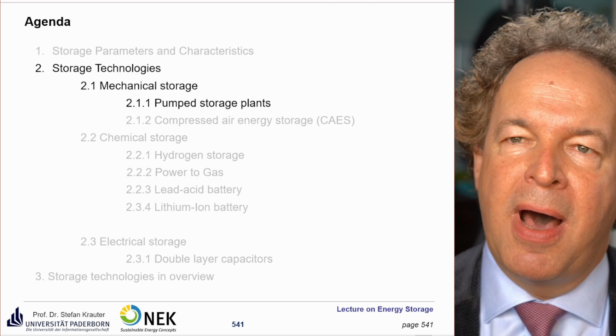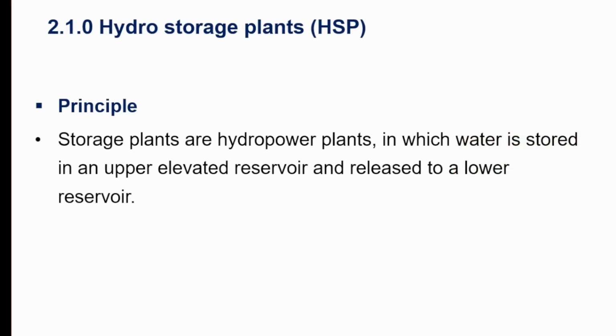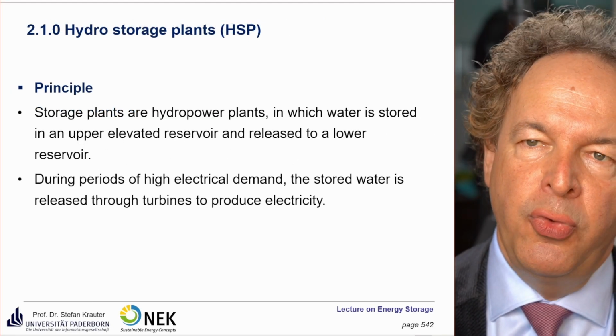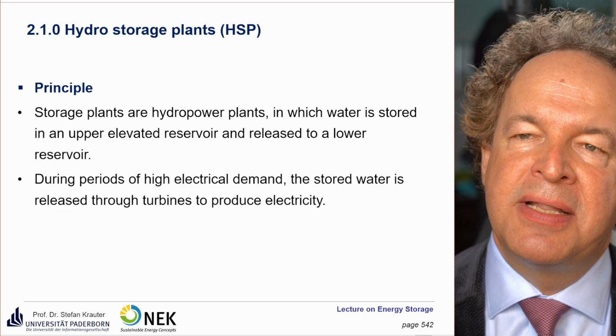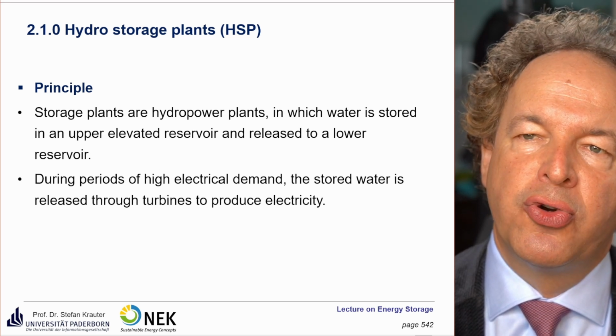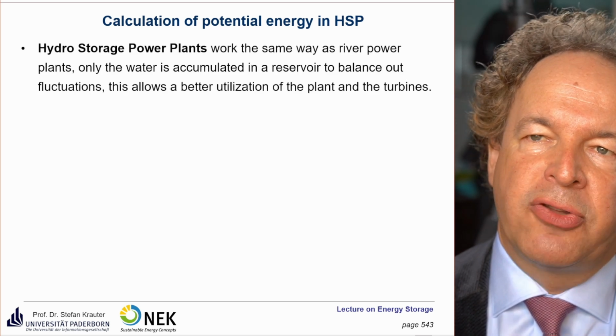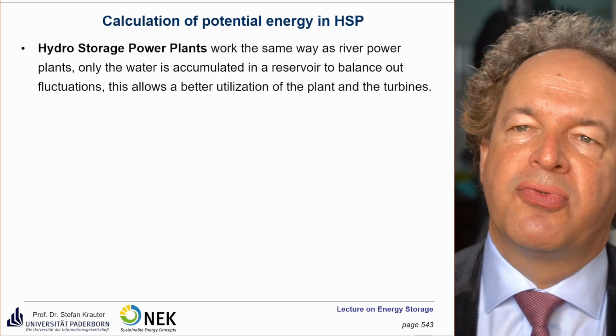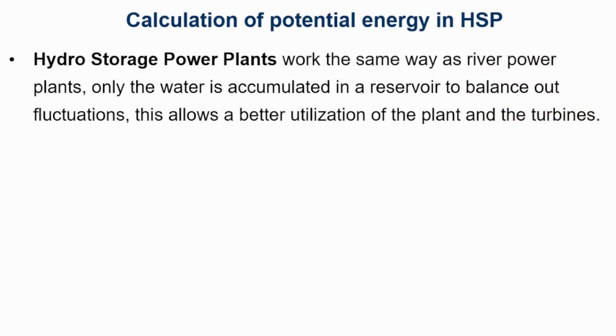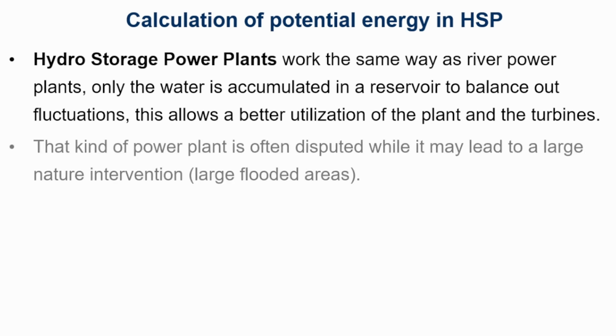Let's first start with the pumped hydro storage plants. In principle, they are hydropower plants in which water is stored in an upper elevated reservoir and released to a lower reservoir. During periods of high electricity demand, the stored water is released through turbines to produce electricity. Hydro storage power plants work the same way as river power plants, only the water is accumulated in a reservoir to balance out fluctuations. This allows a better utilization of the plant and the turbines.